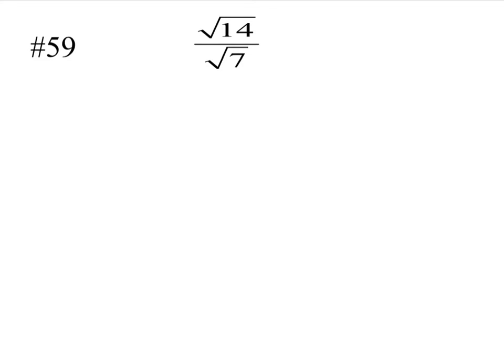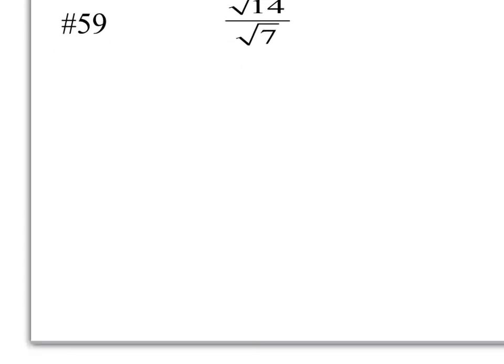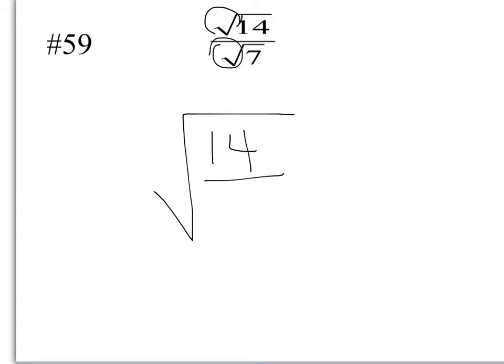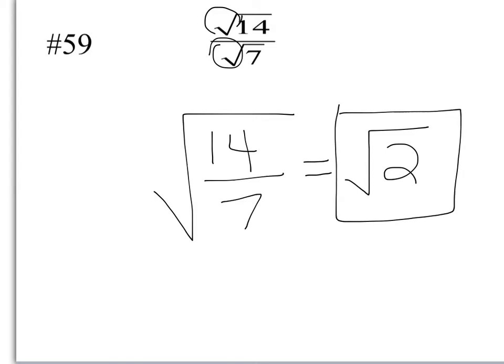When you're dividing two radicals like this, as long as they have the same index, which both of these do, there's an assumed 2 here and an assumed 2 here. You can use the quotient rule, which says that if you have a radical in the numerator and a radical in the denominator, as long as they have the same index, you can put them under one radical. So I'm going to make one radical, and I'm going to put 14 over 7 underneath it. Now, the reason we would do this is because we know that 14 divided by 7 is 2. And so then we can simplify this to the square root of 2. And that's our answer.